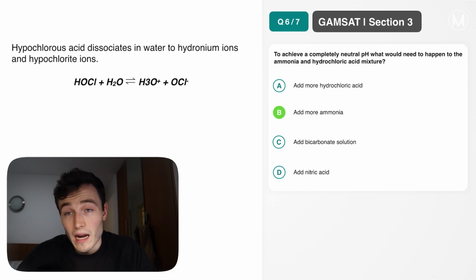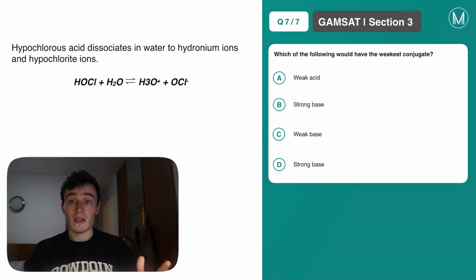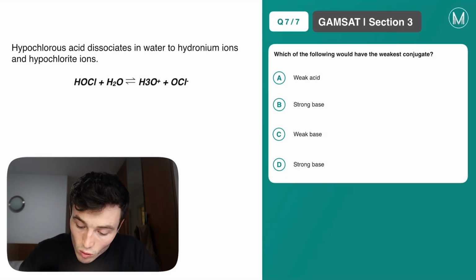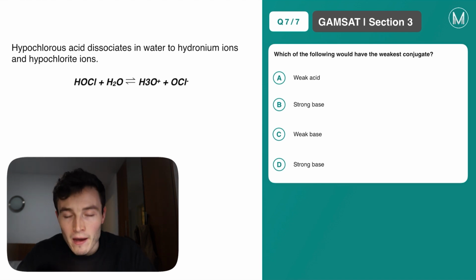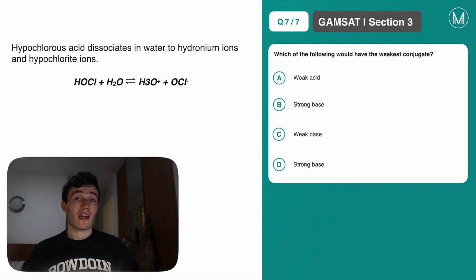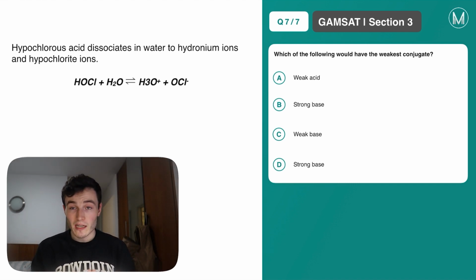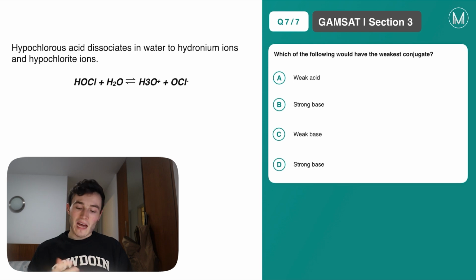We obviously wouldn't add more hydrochloric acid. We don't want to make it more acidic. Finally, the last question here is, which of the following would have the weakest conjugate? This is a basic concept that you will come across time and time again, and we're really just testing your understanding of this topic. Have a quick go at this. Think about acids and conjugate acids, bases, conjugate bases, and we'll try this question in a moment.